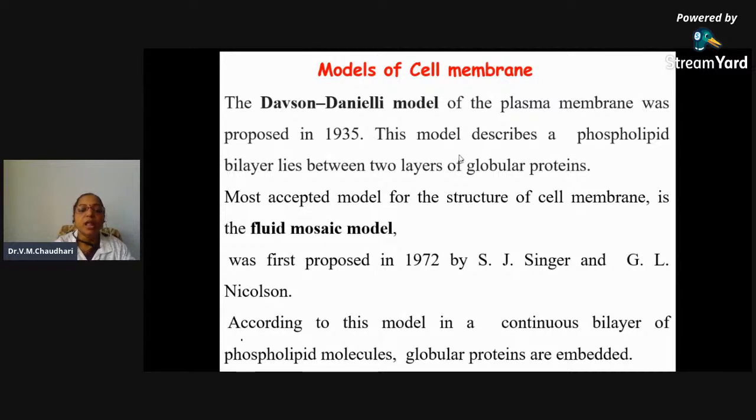कोणाचं, डॅव्सन डॅनियल मॉडेल. While the fluid mosaic model proposes that the continuous bilayer of phospholipid molecules and proteins are embedded in between that layer. Means proteins are not present between the phospholipids, but are embedded in the bilayer of the phospholipid. So this is the difference between the two models, the Davson Daniel model and the fluid mosaic model, which is the most widely accepted model of the cell membrane, proposed in 1972 by S.J. Singer and G.L. Nicolson.